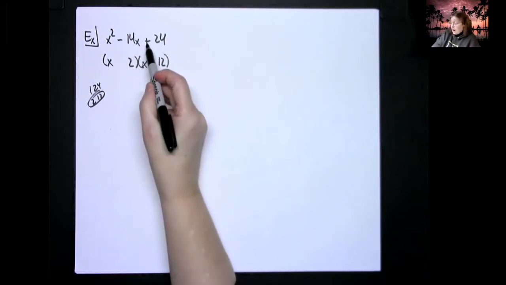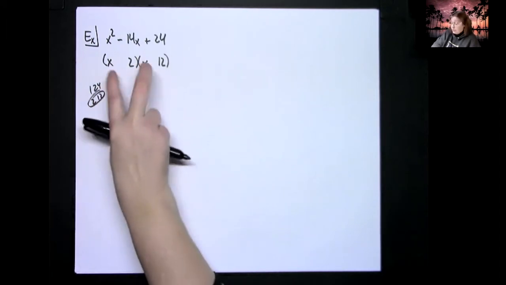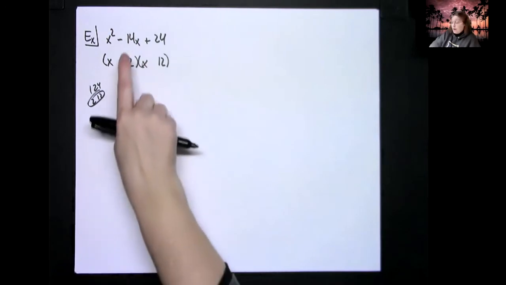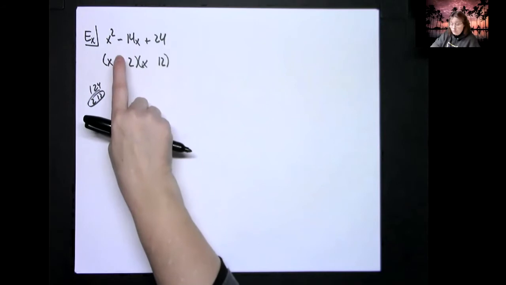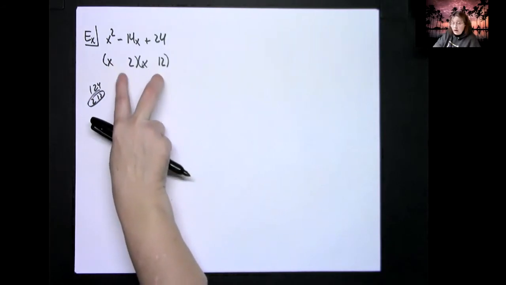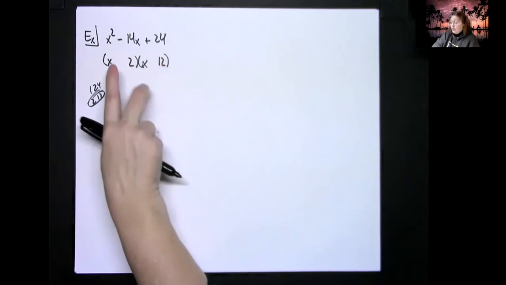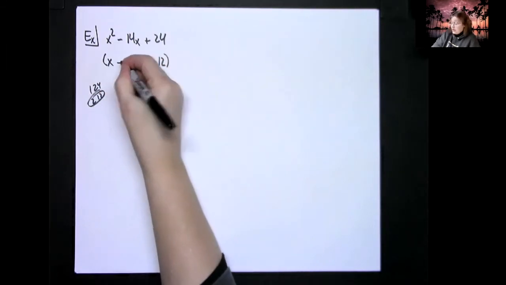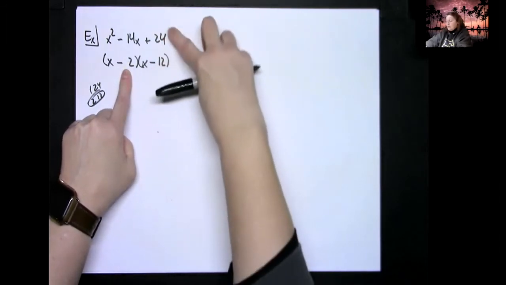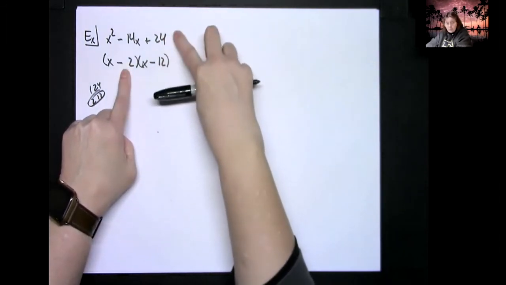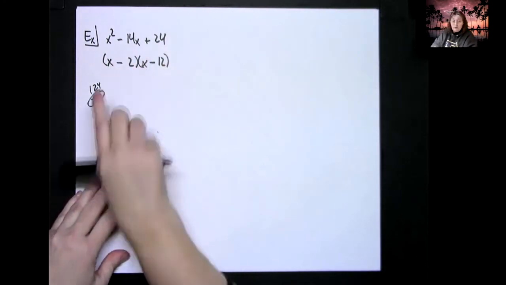Now, I need a positive 24. So they're either both going to be positive or both going to be negative. But in the middle, I need a negative 14. So the only way to get that negative 14 in the middle is if they're both negative, because then I would be adding a negative 2 and a negative 12, which gives me negative 14. If I was going to FOIL this out, negative 2 times negative 12 gives me the positive 24. Negative times negative is positive. Negative 2 and a negative 12 give me the negative 14 in the middle.